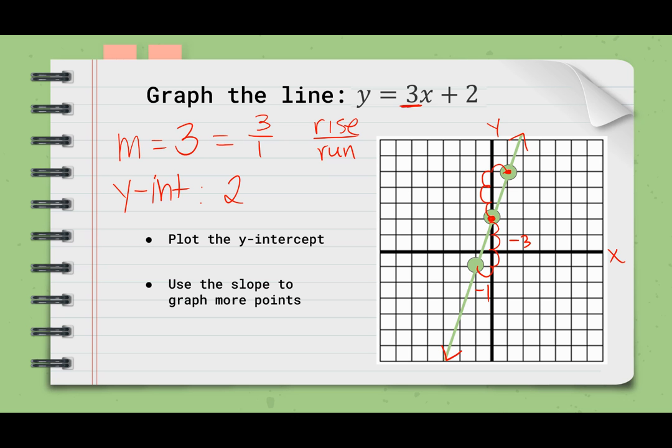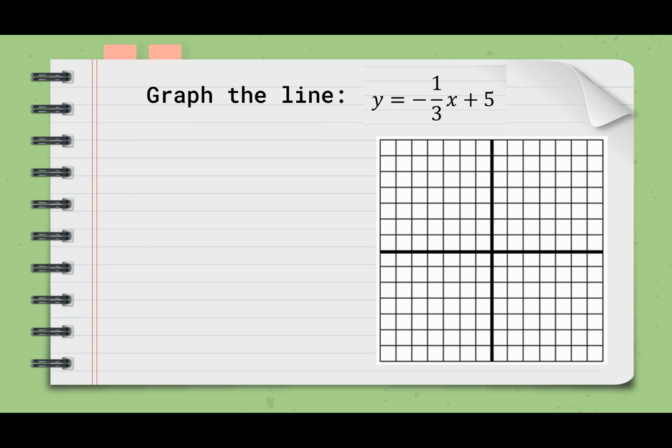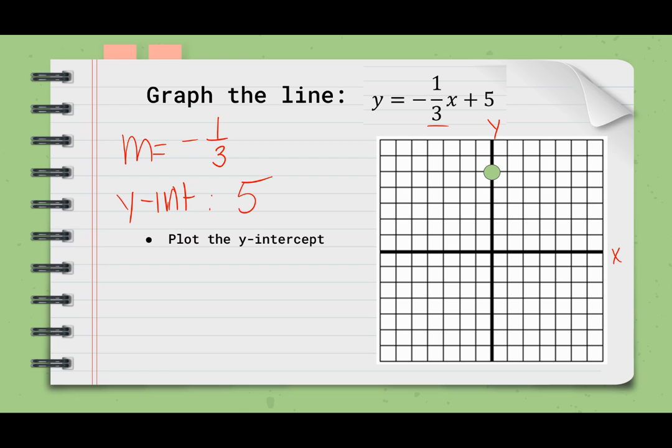We're going to do one more like that. So graphing our line, start with finding our slope and our y-intercept from our equation here. My slope is in front of the x, negative 1/3. And then my y-intercept is 5. x-axis, y-axis. So I'm going to put down my y-intercept first. So I'm at 0, 5.